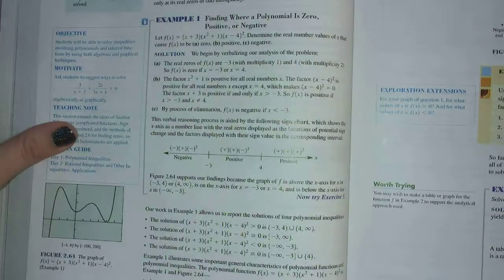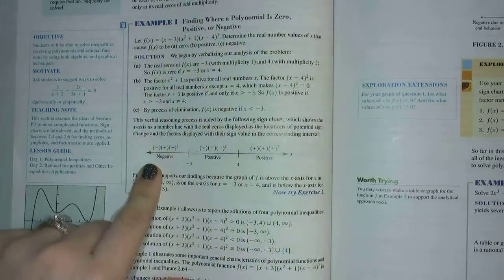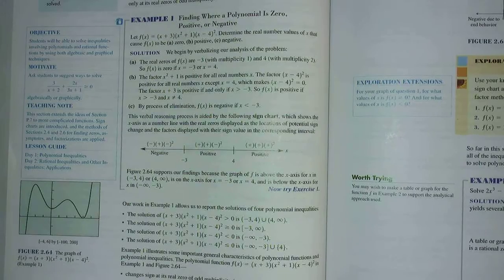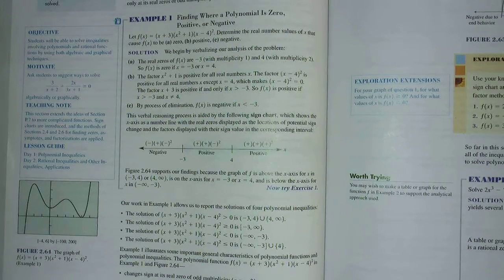And then the other one, it's negative, from -infinity to -3. And then if it does ask for the zeros, then you're going to want to list x equals -3, x equals 4 for the zeros.